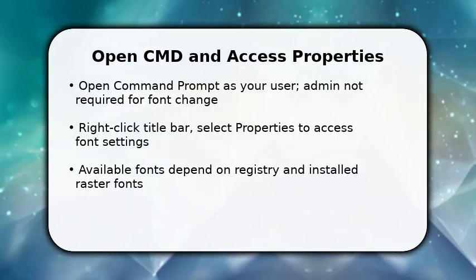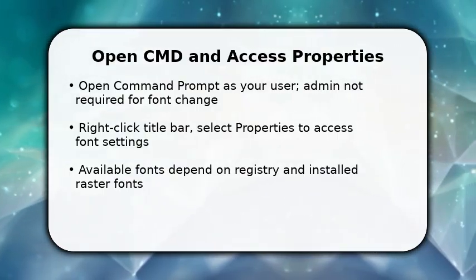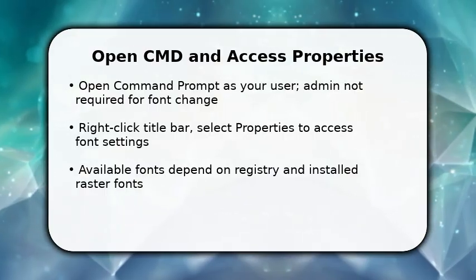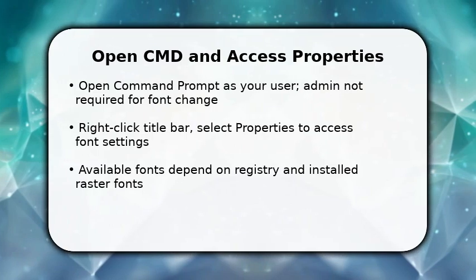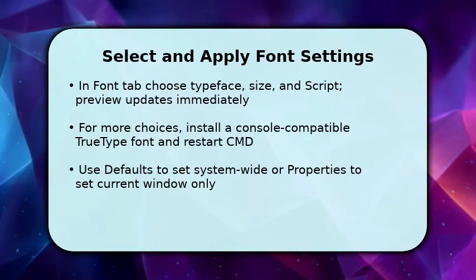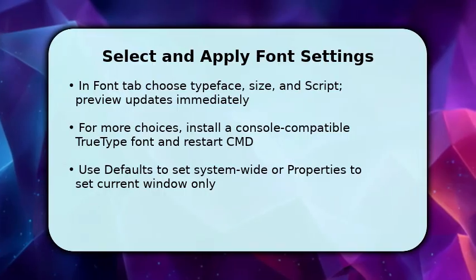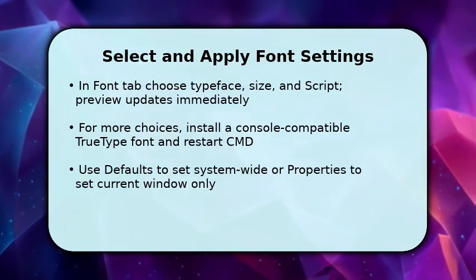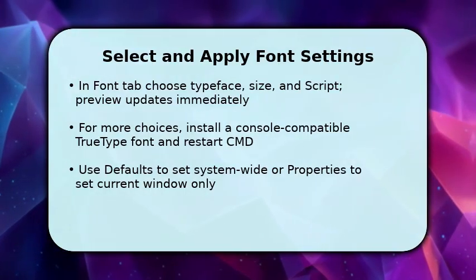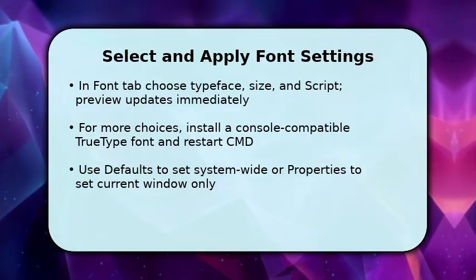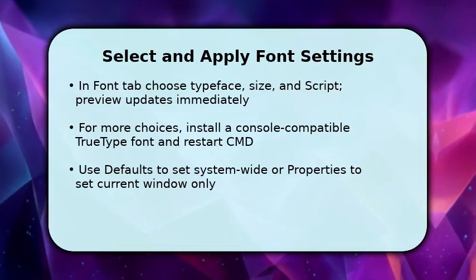You're taking the first actionable step now. Locate the Font tab and be ready to pick size and type to affect readability and line wrapping. You'll now select the actual font and size. In the Font tab, pick a console-compatible TrueType or a raster font, choose the size, and confirm the script. The preview shows how text will render.